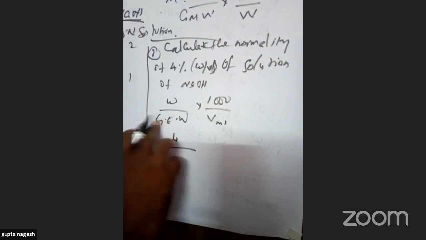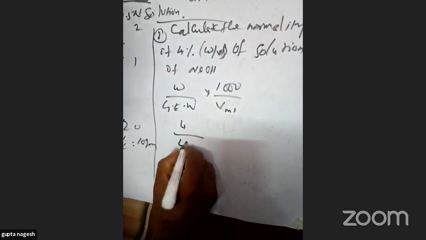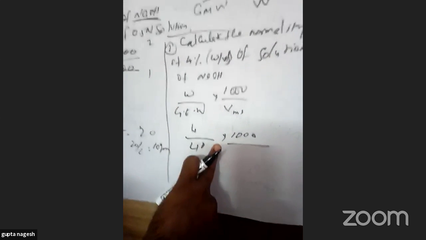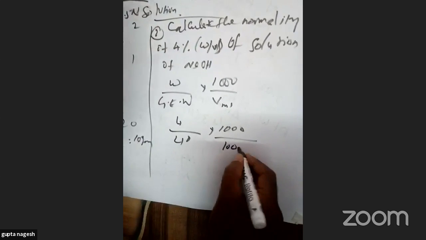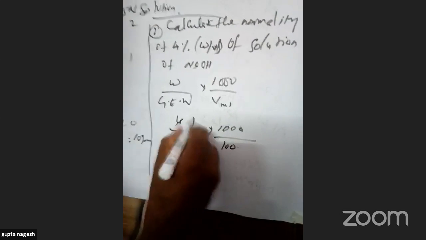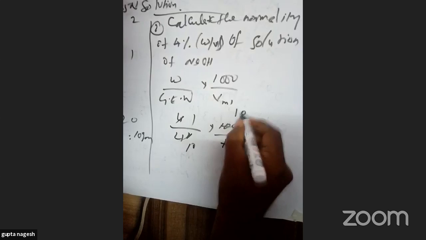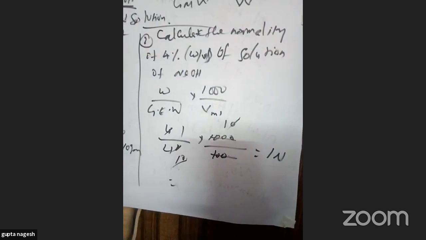Now here, what is the weight? He has given 4% of W by V, meaning in total he has given 4. So 4 by the gram equivalent weight, which we already calculated for NaOH as 40, into 1000 by the volume. How much is the volume? Calculate the normality by volume 100. So 4 ones are 4, 4 tens are 40. That is equal to 10 by 10, which is equal to 1. So the total normality is 1.